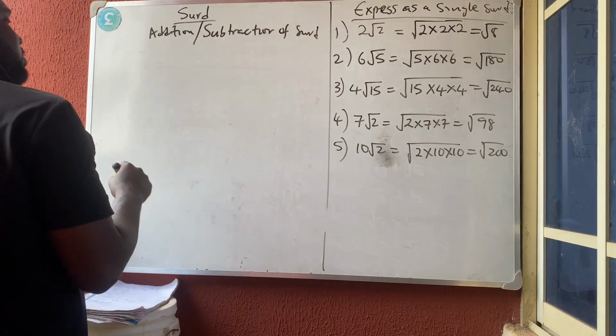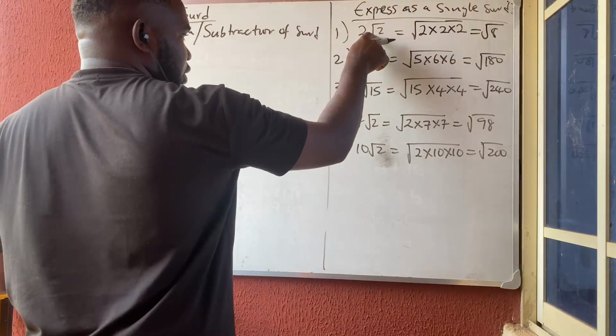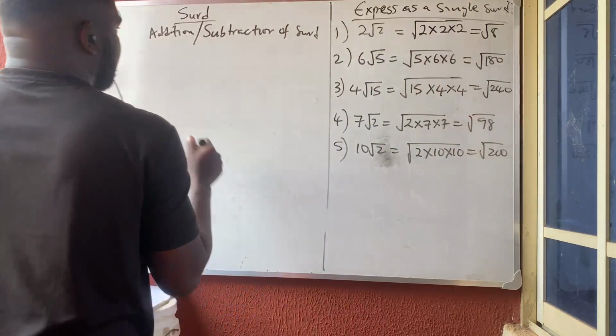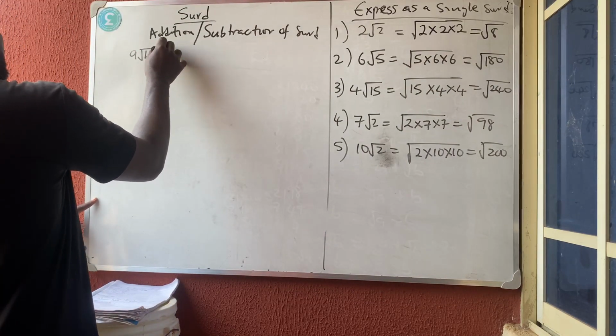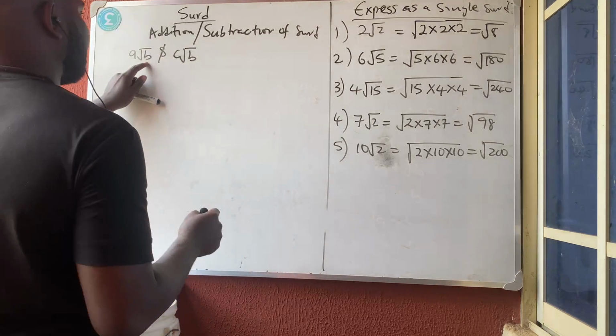Now, like surds means what is inside must be the same. Like this and this are like surds because they have two inside. 1, 2, 3 are like surds. So if I have A root B and C root B, they are like surds because they have the same thing inside.